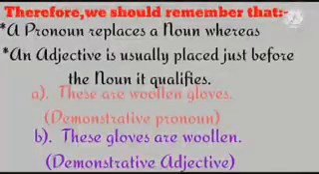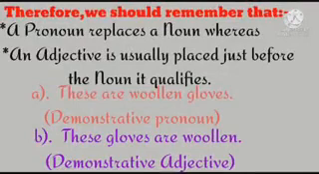Therefore, we should remember that a pronoun replaces a noun, whereas an adjective is usually placed just before the noun it qualifies. Example, these are woolen gloves. Here, these stands for the noun gloves. Second, these gloves are woolen. It is a demonstrative adjective because it is qualifying the noun gloves.